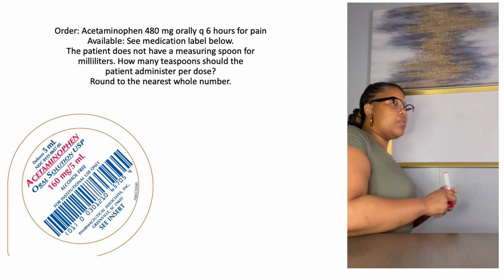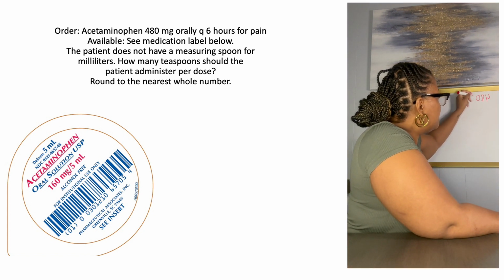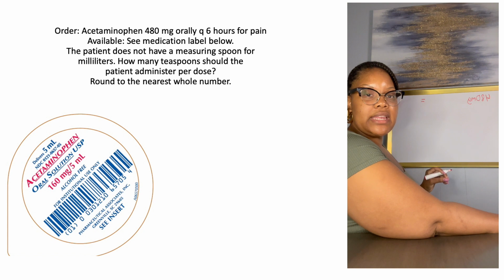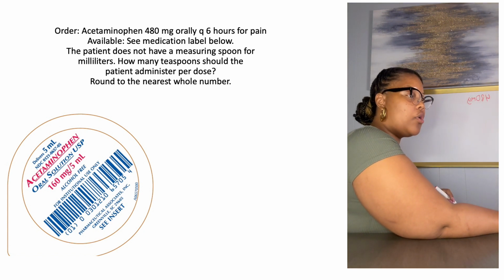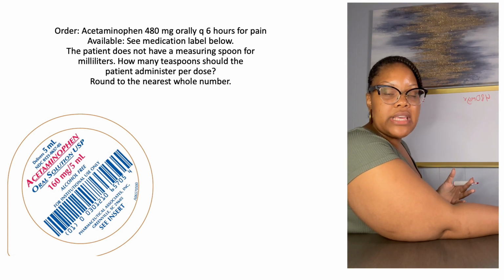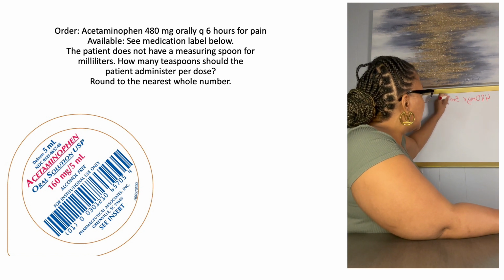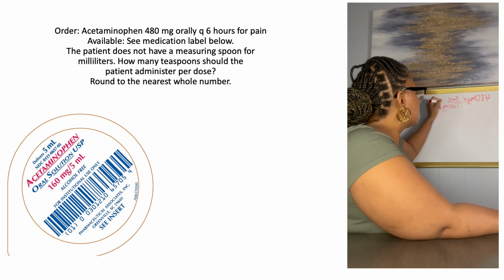All right, so we're going to start with what we have. So we know that we have 480 milligrams, right? And then we're going to come over here, and what do we need to end in? We need to end in teaspoons. All right, so back to the 480 milligrams. That's what we have. Now, let's see what our label says we have. So the label says it is 160 mgs over 5 mLs. So 5 mLs goes on the top. 160 mgs go on the bottom because they have to cancel out.